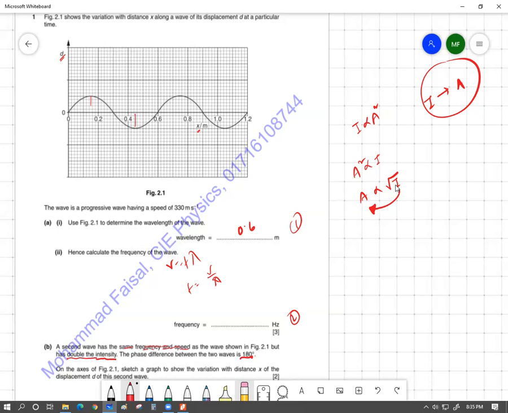So this would actually tell me that if the intensity becomes double, how much would the amplitude become? Have a look. Intensity has a root over it. This proportionality tells me that when the intensity of a certain wave becomes double, the amplitude should become this. Do you understand this part? No, sir. Yes. Okay.